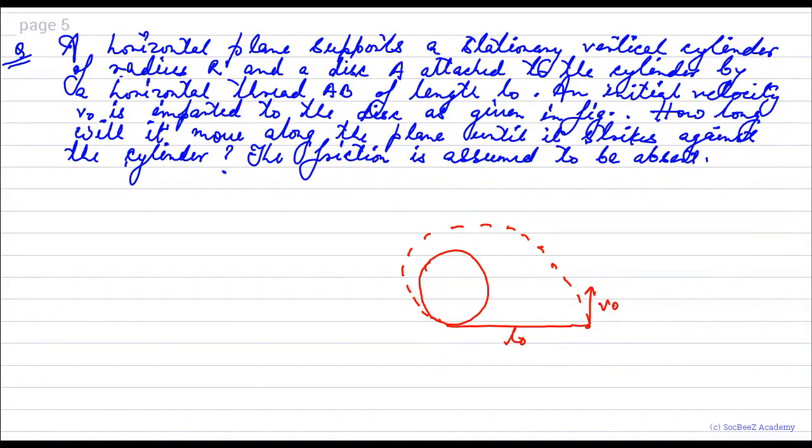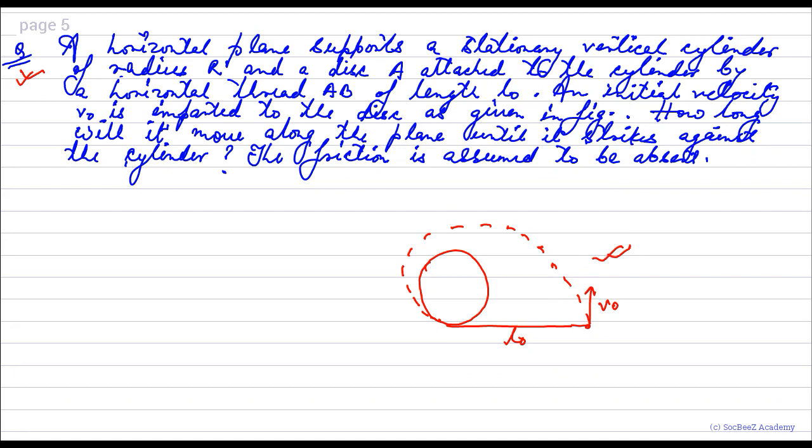Let us now move on to the next problem, which is this. A horizontal plane supports a stationary vertical cylinder of radius r, and a disc A attached to the cylinder by a horizontal thread AB of length L0. An initial velocity V0 is imparted to the disc as given in the figure. So this is my figure. How long will it move along the plane until it strikes against the cylinder? The friction is assumed to be absent.